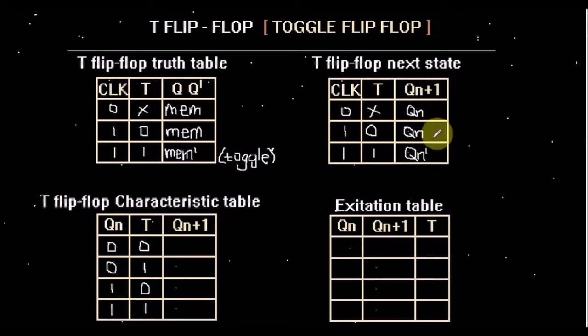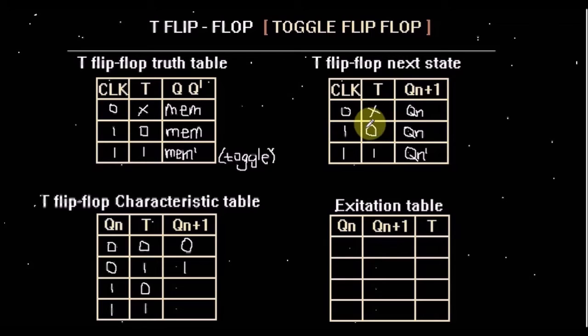The present state Qn is 0, thus Qn plus 1 will be 0. Now when T is 1, we will have a toggle state. Whenever the value of our present state is given, it will be complemented as the output. Qn plus 1 will be the complement of Qn, which is 0, thus it will be 1.